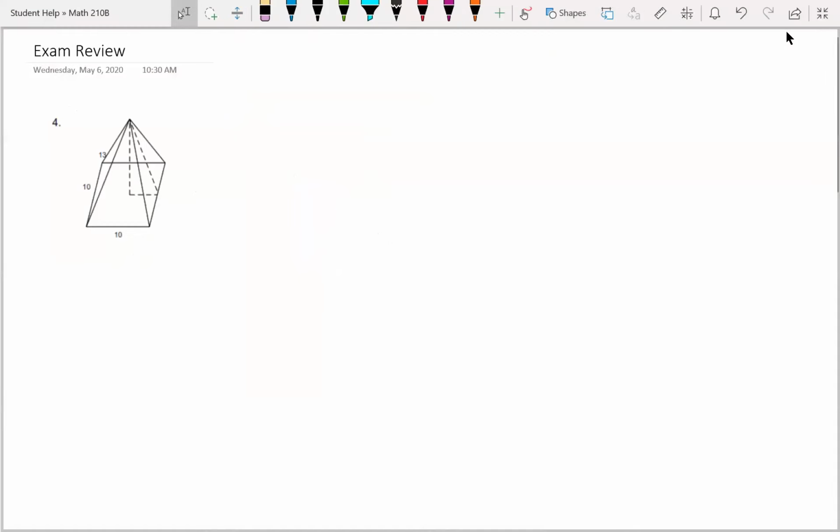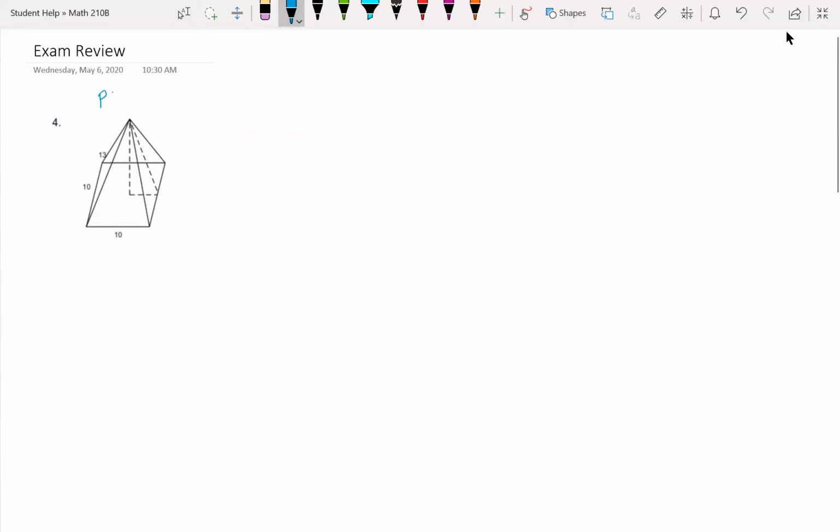Hi, this is a short video to go over some of the problems that are on the review sheets for your exam tomorrow. This is an example. This one is from page 71 in your packet. It's a square prism.